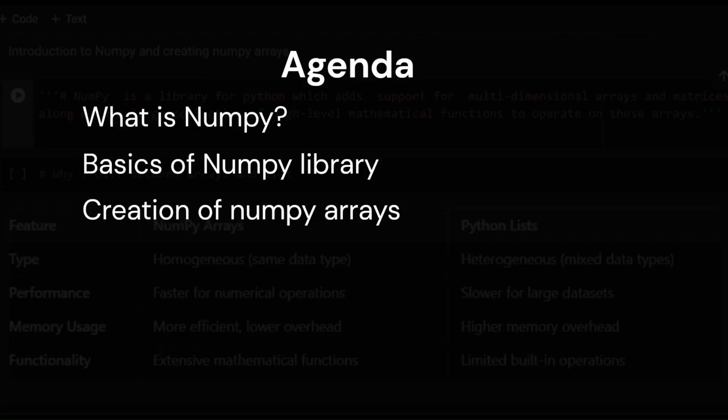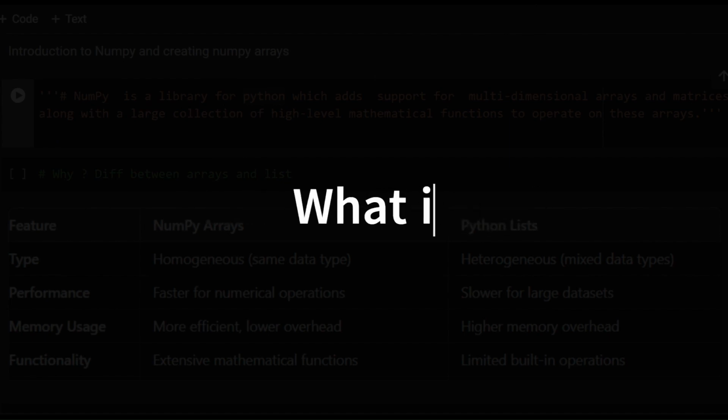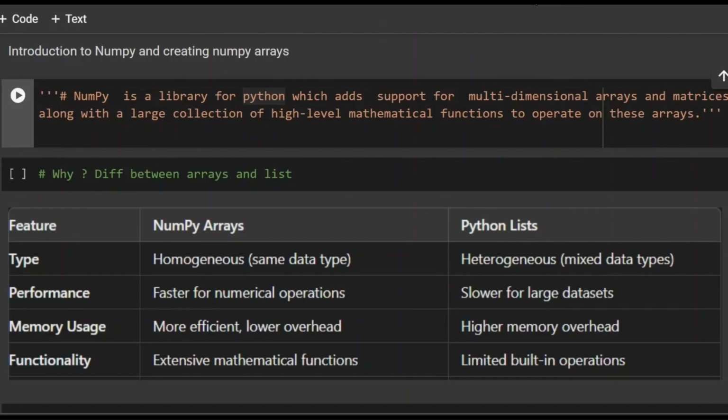To start with, what is NumPy? NumPy stands for Numerical Python, and it's a library for Python which adds support for multidimensional arrays and matrices along with a large collection of high-level mathematical functions to operate on these arrays. So this is the formal definition of NumPy.